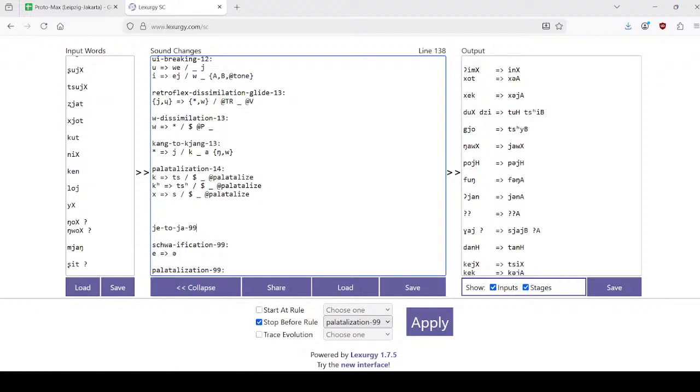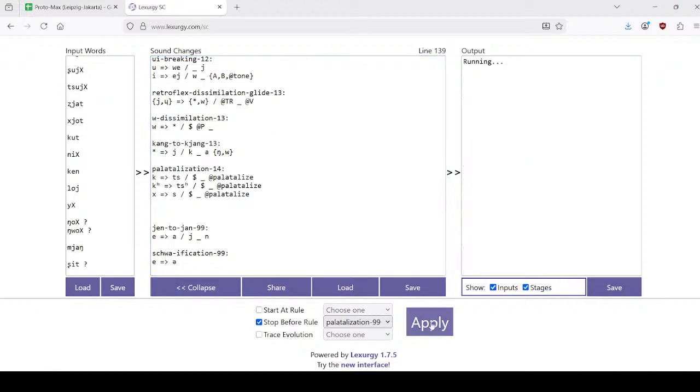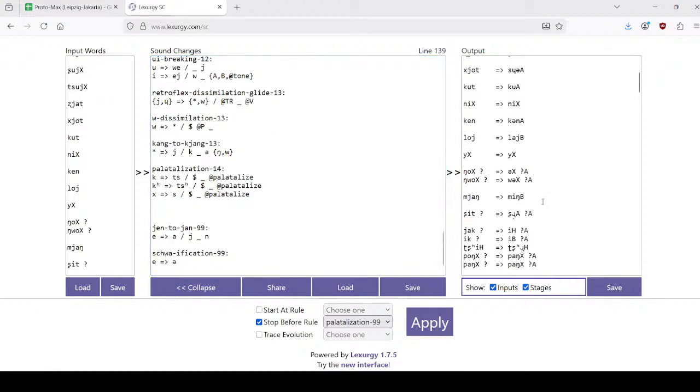No, not, or yeah, yen to yan. 99, where it changes, E to A, between this and that. Heck? No, don't do that. It's heck. What the heck, man?